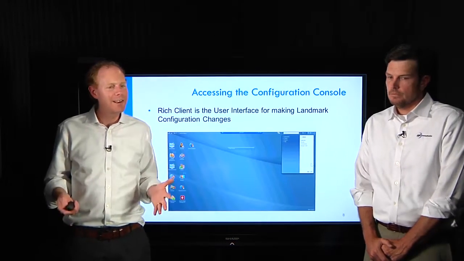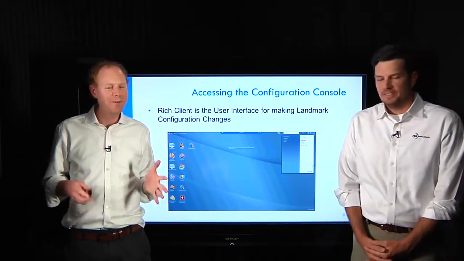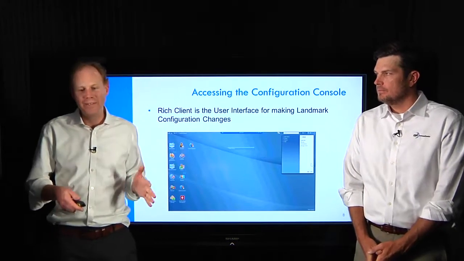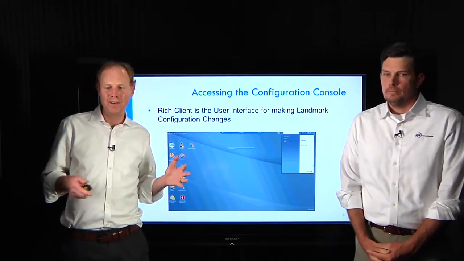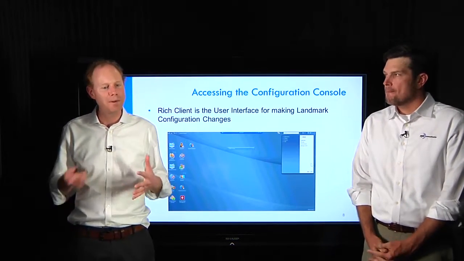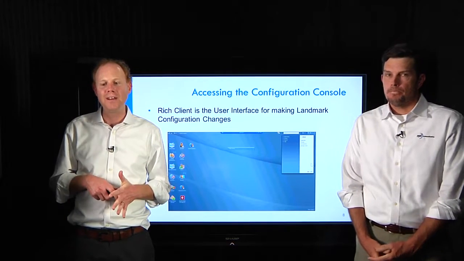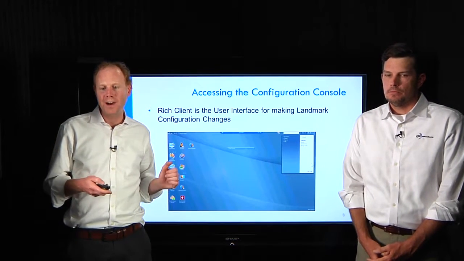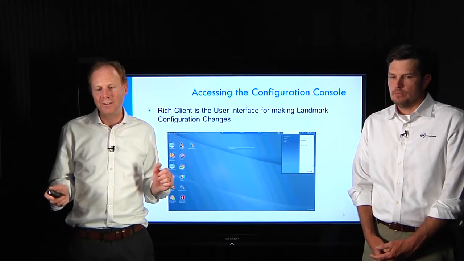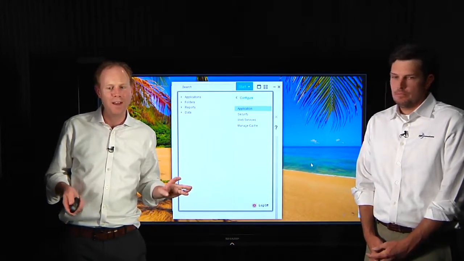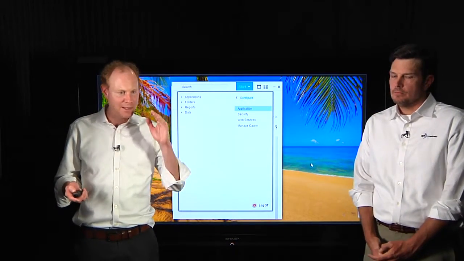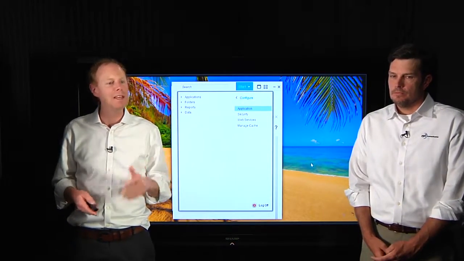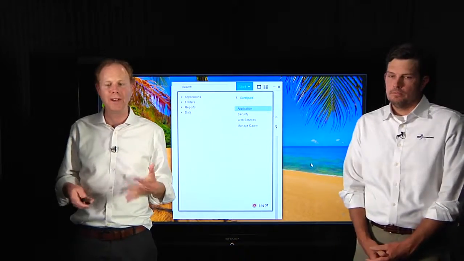So how do we get into Configuration Console? It's done through Rich Client. If you're familiar with Rich Client, you'll know there's a start menu in the upper right, which is used for navigation. You just click on that start menu, and in the lower right, you'll click Configuration. And that's going to slide over a menu that will list the different pieces that you have access to within Configuration Console.